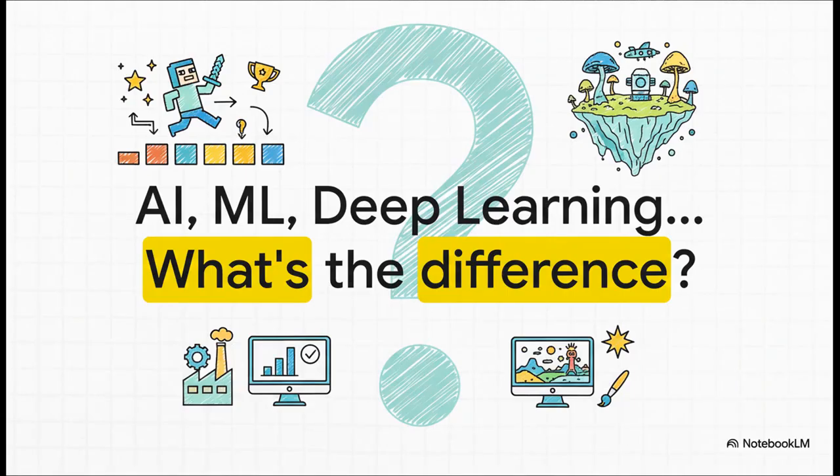Okay, so you've heard them all, right? AI, machine learning, deep learning, and now generative AI is everywhere. It's so easy to feel like they're all just different words for the same thing, but they're not. They are, however, all connected, and that's the key. By the time we're done here, you're going to see exactly how they all fit together like puzzle pieces.